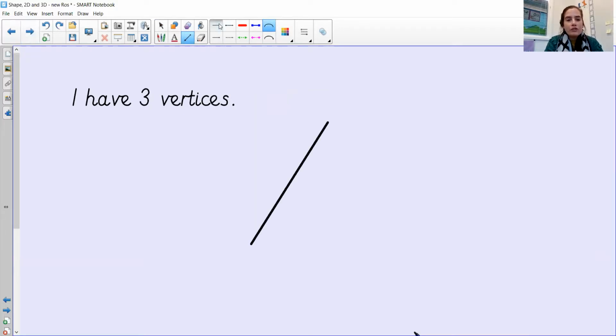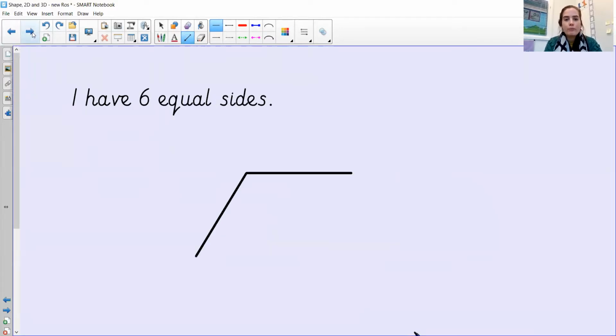I want straight lines this time. I have 3 vertices. Oh, what shape could it be if it has 3 vertices? Pause the video now and complete the shape. Well done. I have 3 vertices, therefore I must be a triangle. Brilliant stuff. Didn't quite finish that one off there. Nearly got there. Not quite equal.